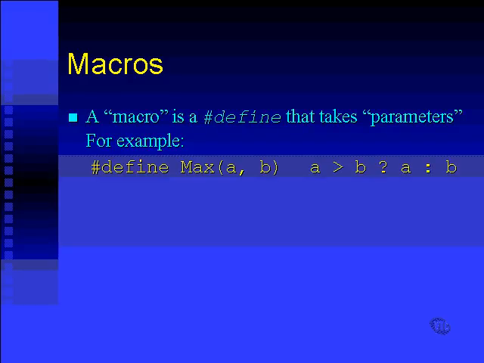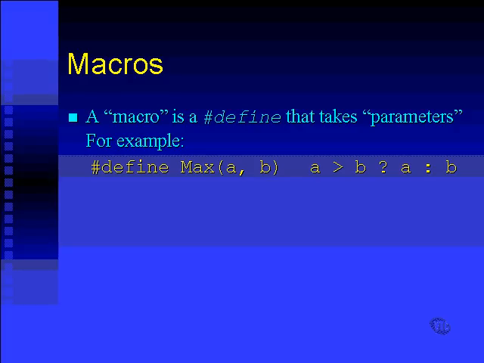For example, hash define max(a, b), with brackets. Notice the brackets. Before, when you had a hash define, all you had was the word, like max. Now you've got brackets and then some things inside the brackets, and then the definition is more complex. It actually makes reference to those things inside the brackets.